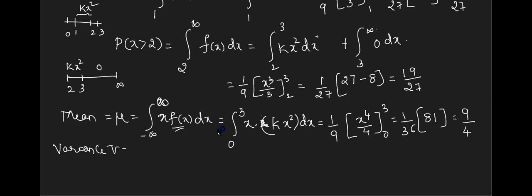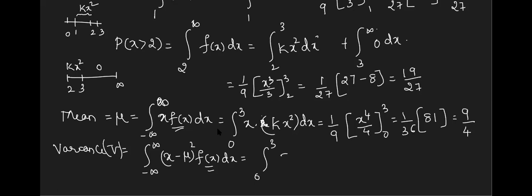What is the formula for variance? Okay, so what you should do now? Now our f of x exists only for 0 to 3, no? I can write it as minus infinity to 0 is 0, then 0 to 3, and then 3 to infinity, but you can just keep it for which it is existing. Integration of x minus 9 by 4 the whole square. Am I right? My mu is 9 by 4.